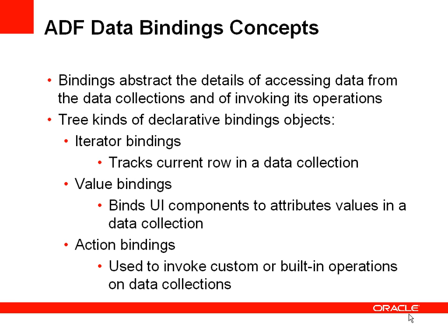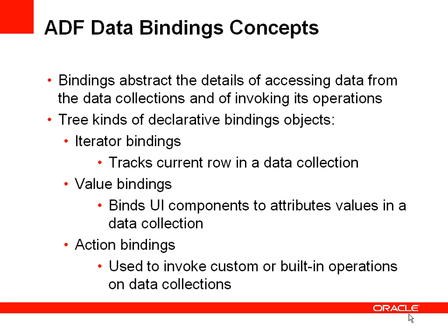An action binding is used to invoke a custom or a built-in operation, so that might be a built-in operation like create, insert, delete, or it could be a custom operation such as hire employee, move department, fire employee. And the last binding here is an iterator binding.